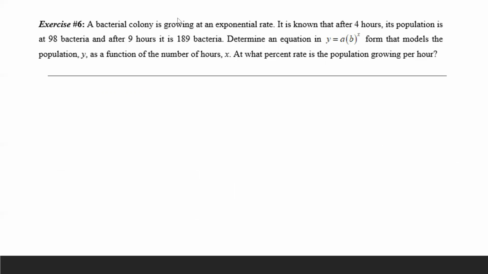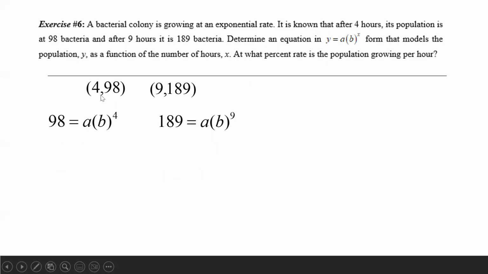The next one, again, word problem. Make sure you read it and understand. We have a bacterial colony is growing at an exponential rate. It is known after 4 hours, its population is 98. After 9 hours, it's 189. Determine the equation that forms the model population y as a function of number of hours x. So they tell you within the problem that your x is the hours, your y is the population. So we have 4, 98, 9, 189.